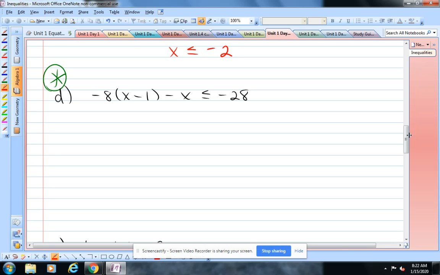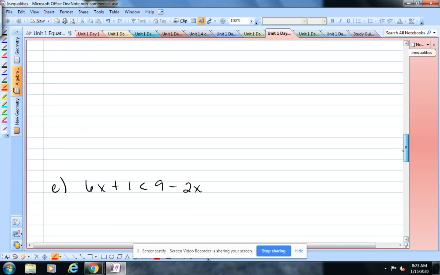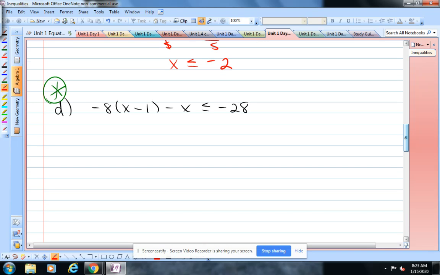All right, check it with somebody when you finish. Check everything, the solution, the number line, and interval notation. Oh, wow. I'll see how much we have left.